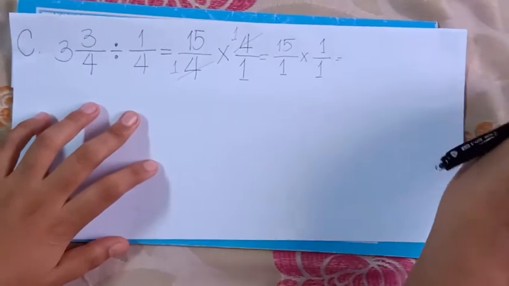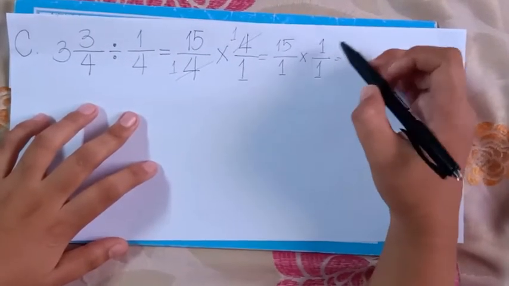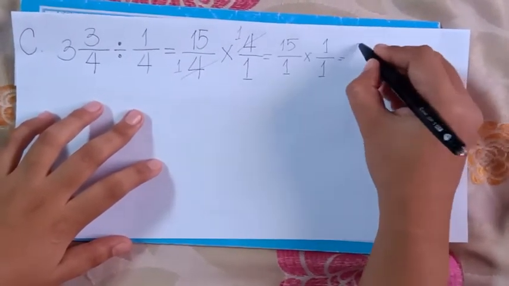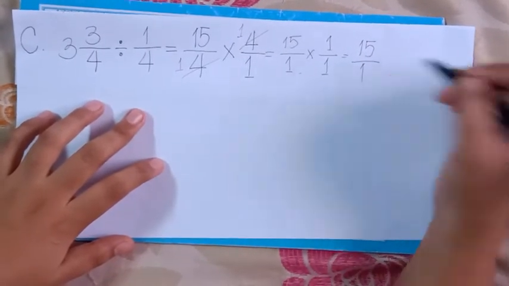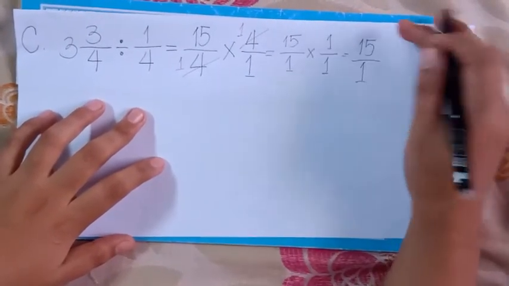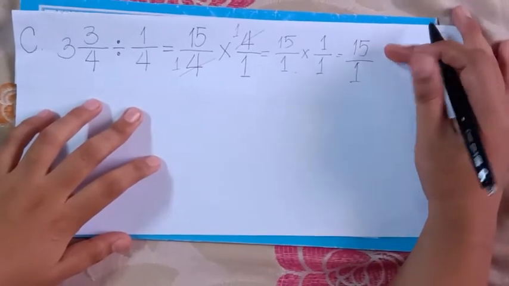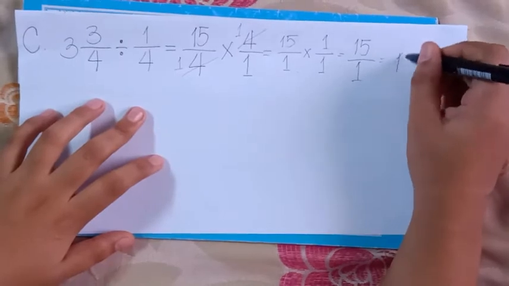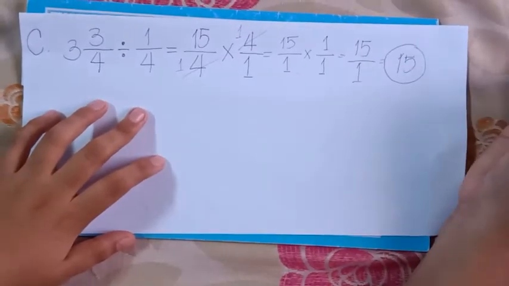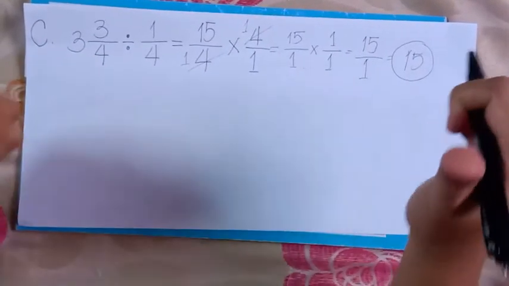So now we can simply multiply directly. 15 times 1 is 15. 1 times 1 is 1. So this is not our simplified answer. We need to divide. 15 divided by 1 is 15. Did you get the correct answer? Good job.